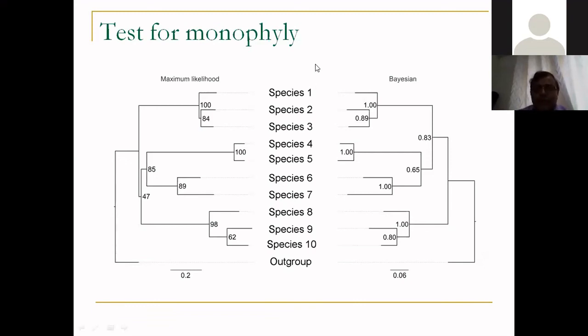So when I say that the bootstrap over here is 100, that means species 4 and 5 under all sampling conditions always came together, 100% of the time. So I'm 100% sure that this clade is a significantly different clade. So it is a monophyletic group.